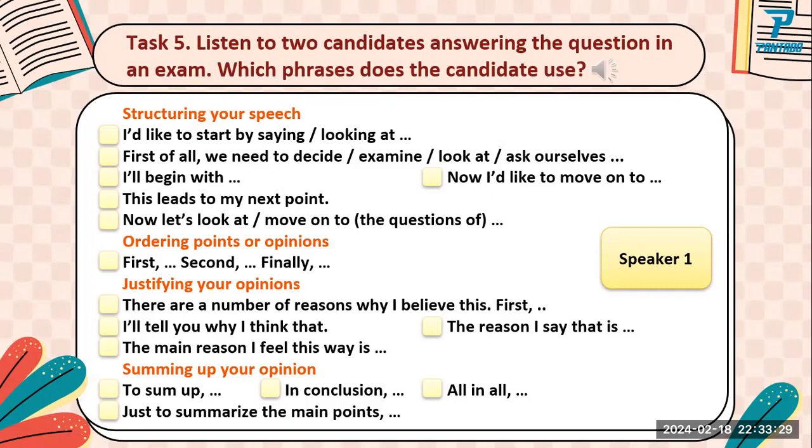Now, let's move on to the question of which of the three schools should spend the most money on. If I have to choose just one, I'd say that we should spend the most on music. I'll tell you why I think that. First, there are lots of opportunities for students to do sport outside school.